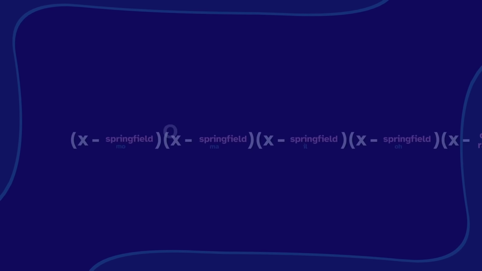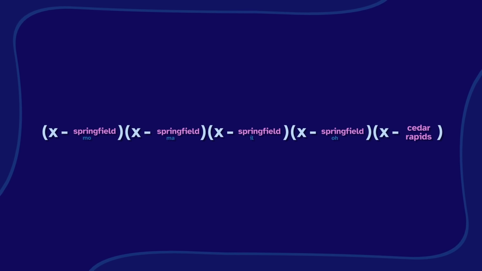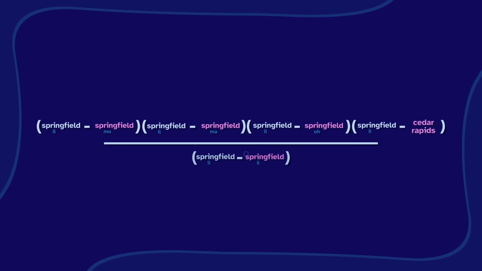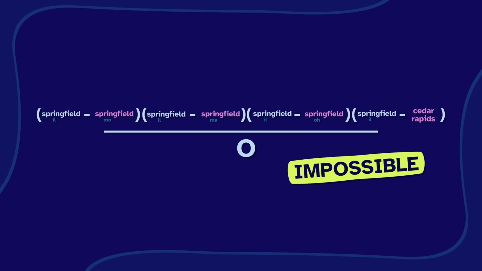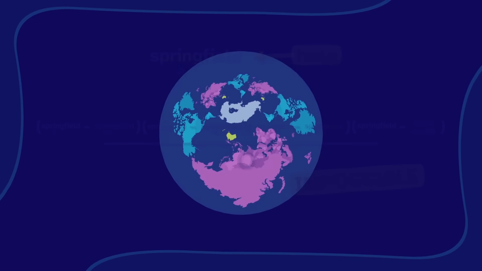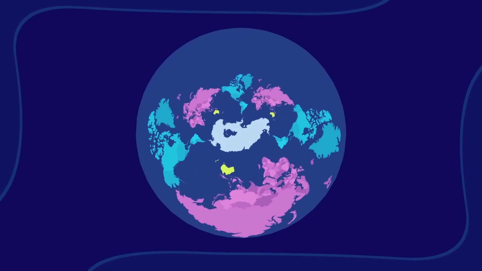But what if we take this polynomial and divide by one of the terms, such as the Springfield one? Now if we plug in Springfield, we'll be dividing by 0, which is impossible. So Springfield is no longer a root. Now it's a hole. And it makes a hole in the map. There's a mini world inside of the super Antarctica.